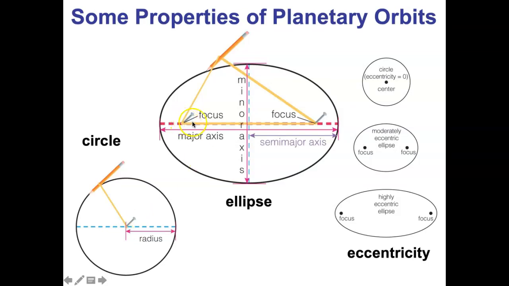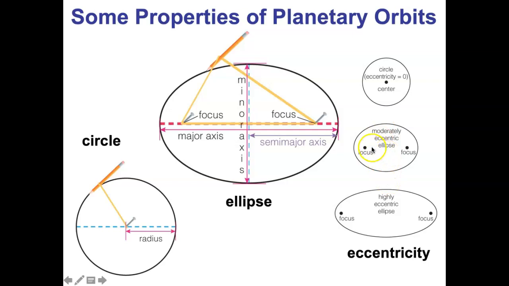But if your two focus points are farther apart, then you're going to get a more elongated ellipse. The shape of an ellipse is described in terms of what's called eccentricity. So eccentricity is a measure of how elongated, how stretched out your ellipse is. If your ellipse is a perfect circle, then it has zero eccentricity. It's not stretched out at all.